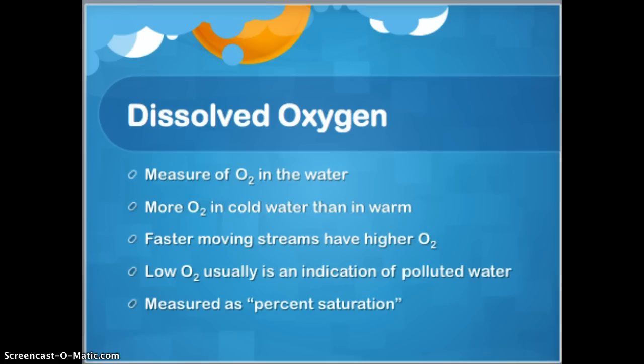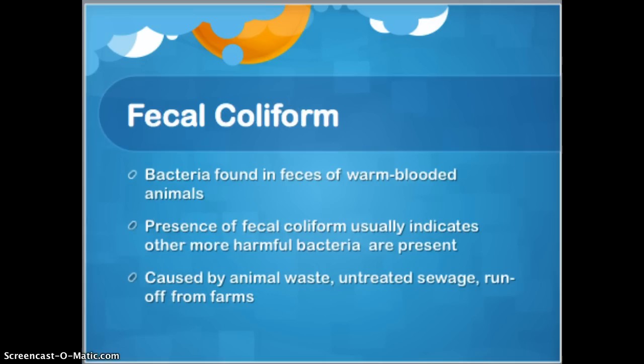Also, faster moving streams usually have a higher oxygen content, and that's because as the water bubbles and perhaps goes over rocks and just travels a lot faster, it usually splashes around a bit. It traps the air that it might be coming over and actually pulls the oxygen out of the air nearby as it moves down the stream. Typically, if there's a low amount of oxygen, that's going to signal that you have some polluted water.